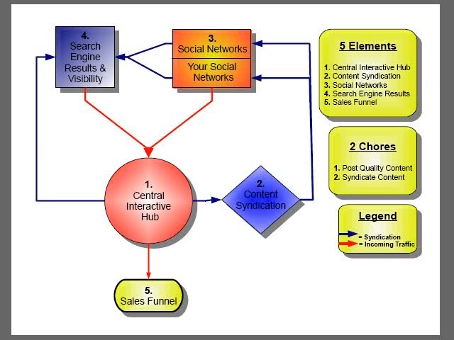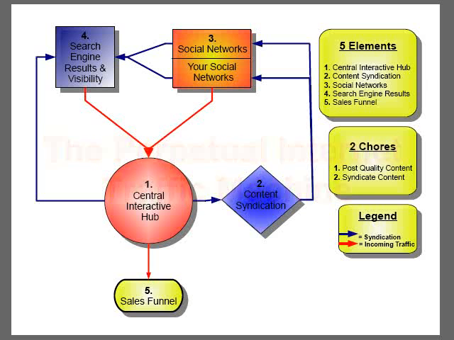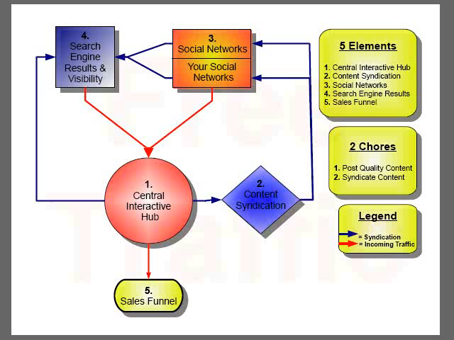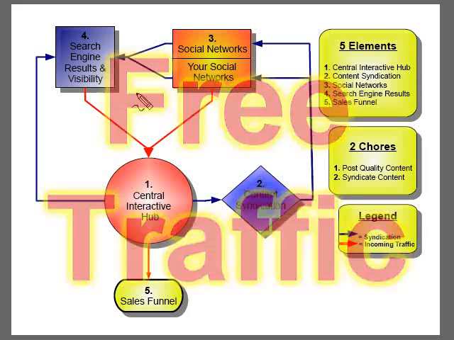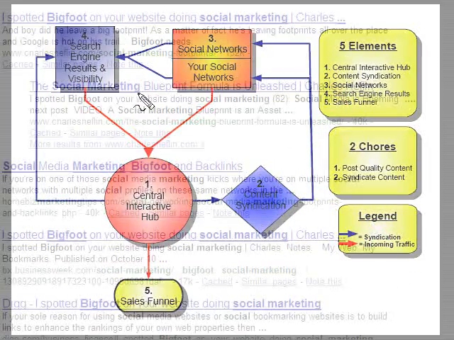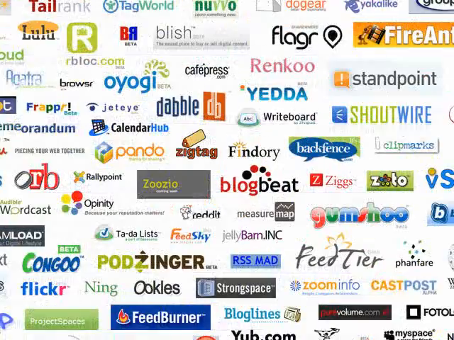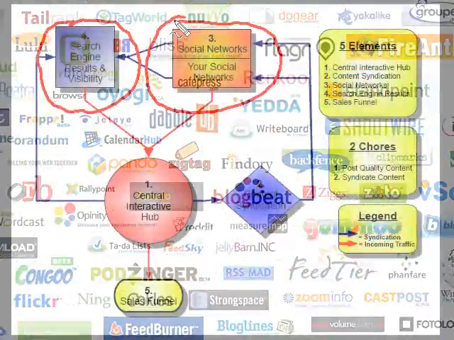In this membership, you will learn to build what we call the Perpetual Internet Traffic Machine. On the Internet, there's essentially two ways to drive traffic to your website. You can either purchase that traffic, or you can drive traffic to your website through search engine visibility and rankings and social network exposure. In this chart, we focus on driving traffic to your website through search engine visibility and rankings, as well as social media exposure, to produce what we call a perpetual internet traffic machine.